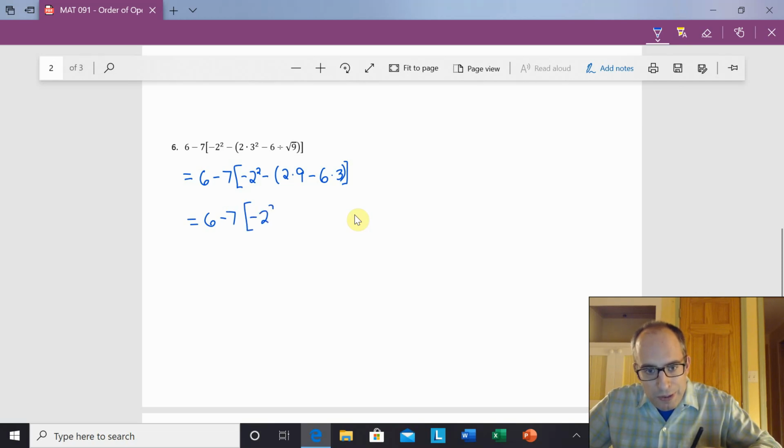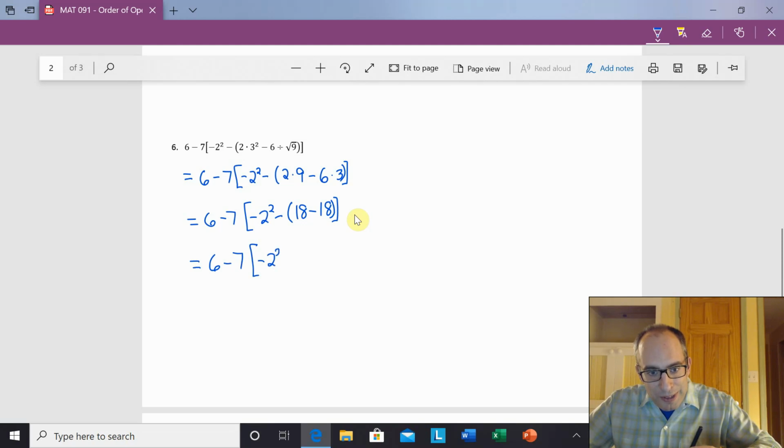The negation of 2 squared minus, and then inside the parentheses, 2 times 9 is 18. 6 times 3 is 18. Oh, this worked out quite nicely, didn't it? Since inside the parentheses, that's a 0. All right. It's nice when that happens, because then that means we actually end up doing a little bit less work. Nothing wrong with that, right?